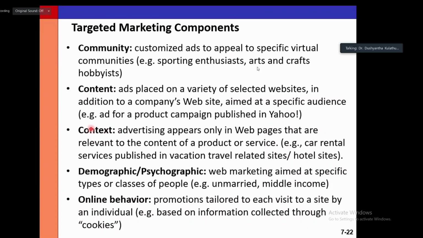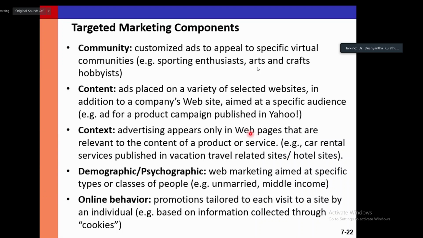Another one is context. Advertising appears only in web pages that are relevant to the content of a product or service. So we may have a particular product, and we advertise it in web pages which are relevant to us. In other places we are not going to place advertisements, because placing advertisement is costly, and the organization should decide the most effective advertising channels, or the advertising modes, that they can utilize.